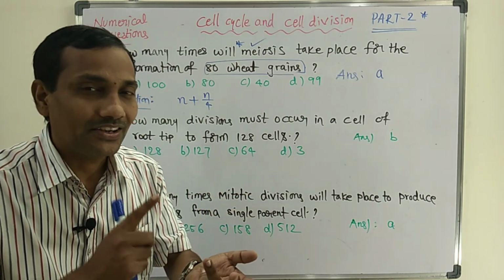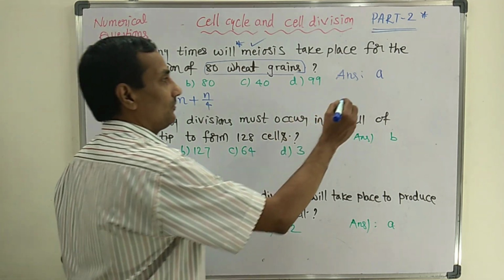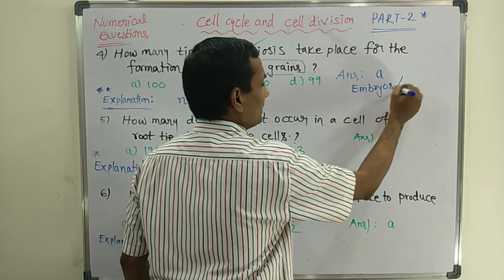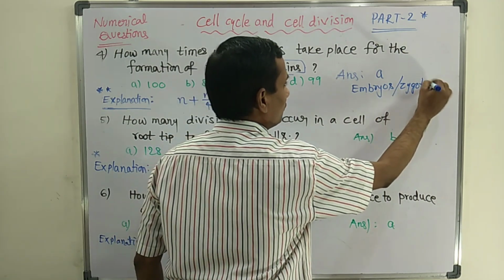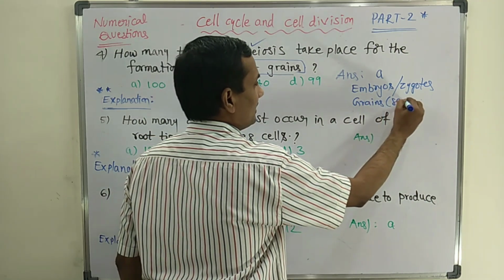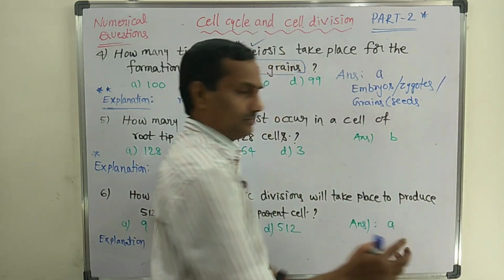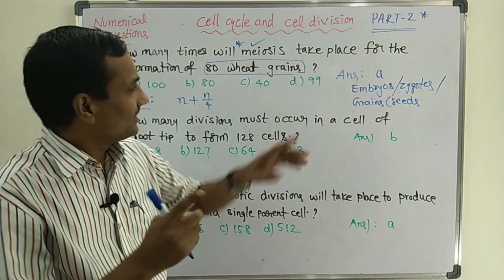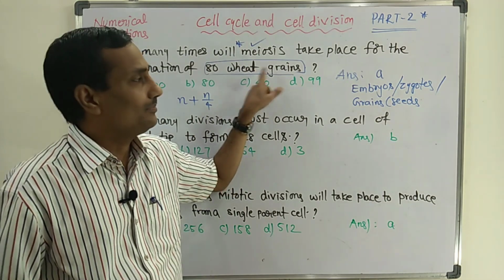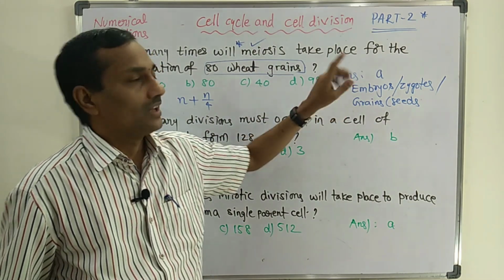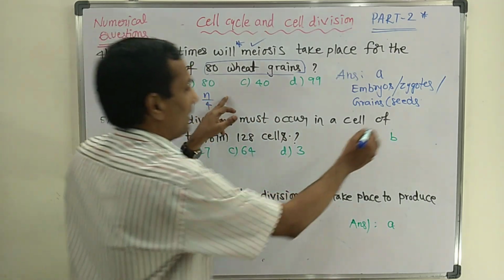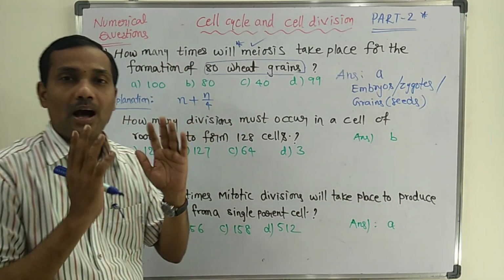Same formula you have to apply for embryos formation, or zygotes formation, or grains or seeds formation. Same formula, because now I am explaining 80 wheat grains. In the exam, 80 embryos or 80 zygotes or 80 grains or seeds, the same formula you have to apply.